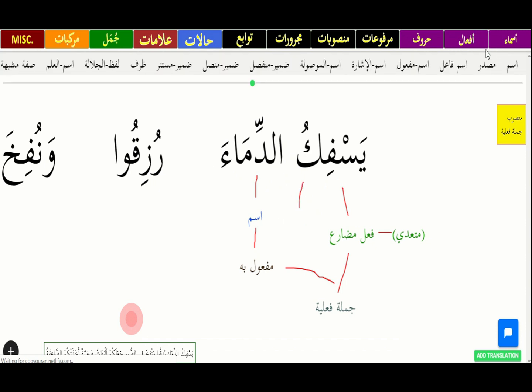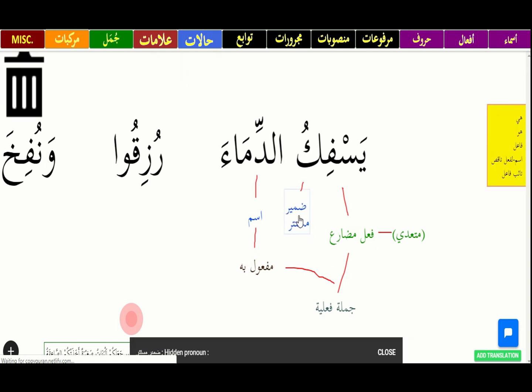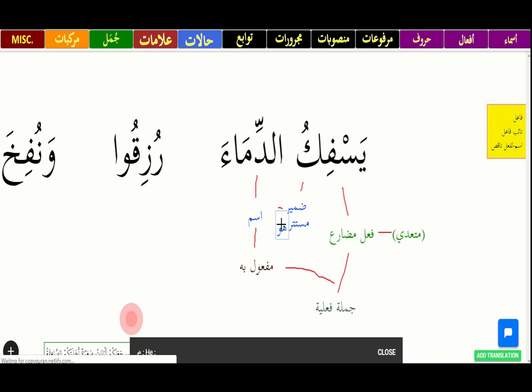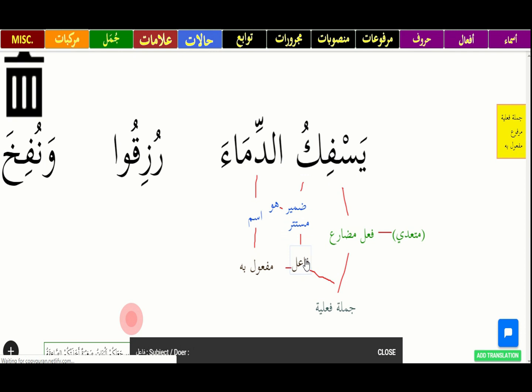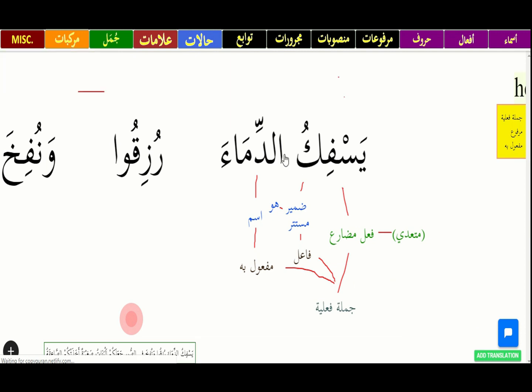So we'll say damir mustatir. We'll say that there is a hidden pronoun, damir mustatir. That hidden pronoun is huwa, he. So he, one male, so let's put that over there. And that noun will then take the role of fa'il. So that then will wrap up our verbal sentence. So the meaning of that, yasfiku dima, he, one male, is spilling the blood.